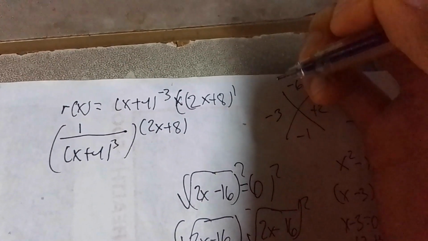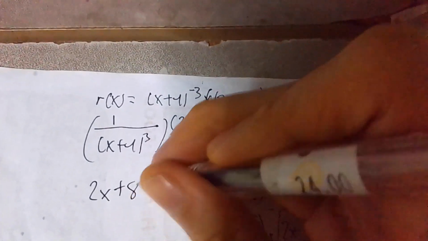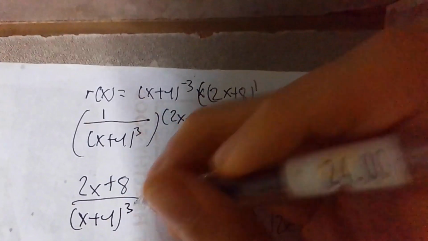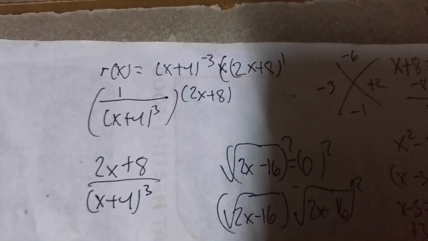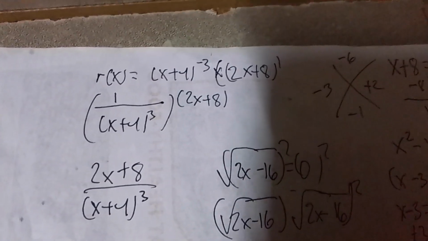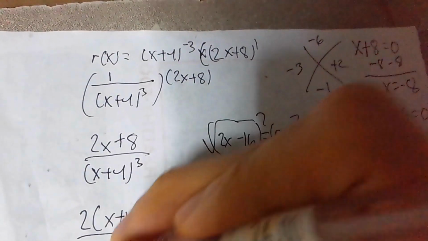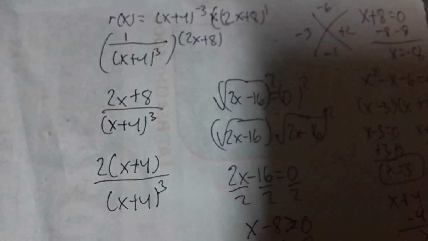Hang on, I think we can apply factoring. This one can distribute because 1 times 2x plus 8 is the same as 2x plus 8 over x plus 4 cubed in the denominator, right? And did you see that we can factor this out? We can factor 2x plus 8 by dividing both sides by 2. Therefore, we have 2 times x plus 4 over x plus 4 cubed. Again, let's distribute. 2 times x is 2x, and 4 times 2 is 8.